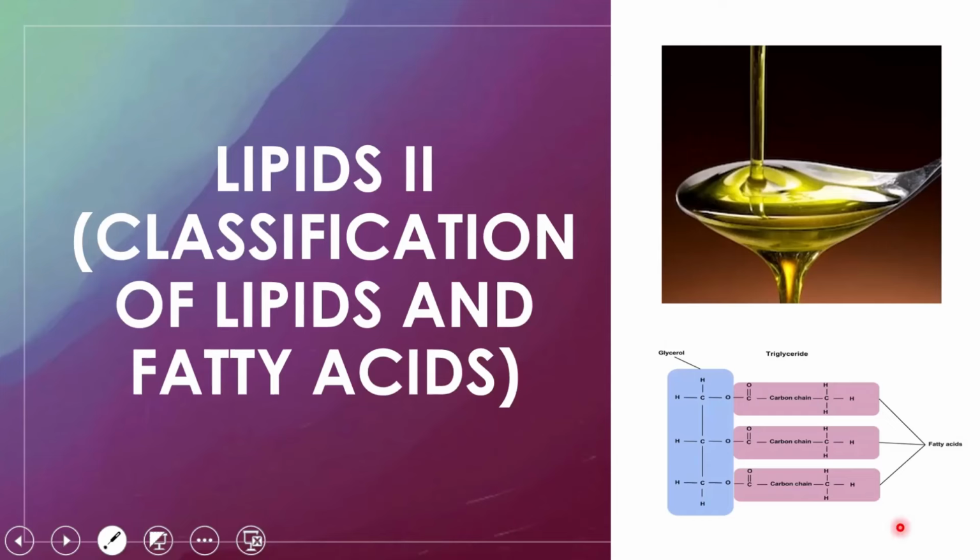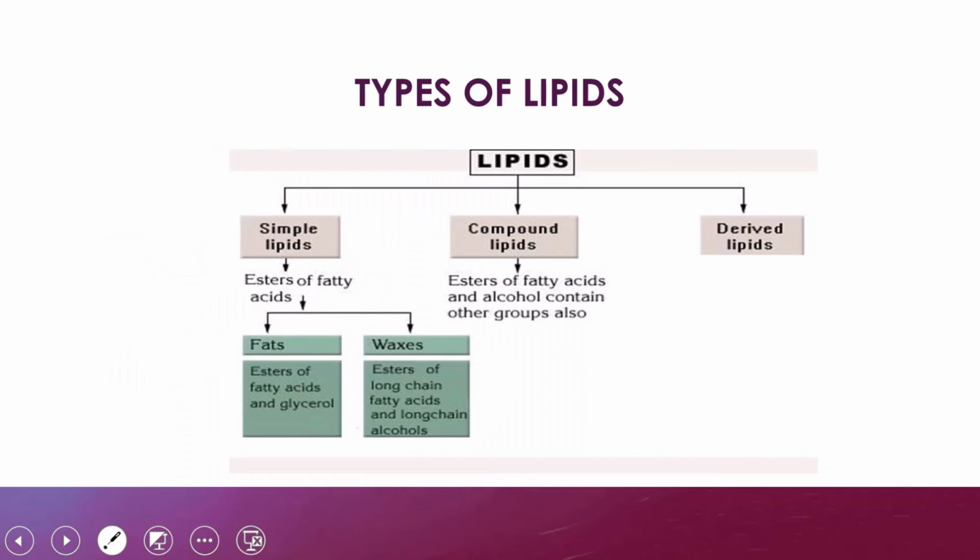We are continuing our studies on lipids, and today we are going to look at the classification of lipids and fatty acids. We start by looking at the various types of lipids. Lipids can be grouped into three main types: the simple lipids, the compound lipids, and the derived lipids. We'll pick them one after the other and look at them.